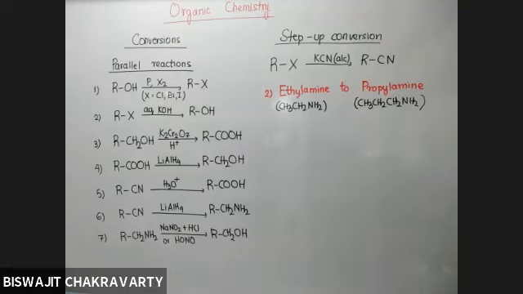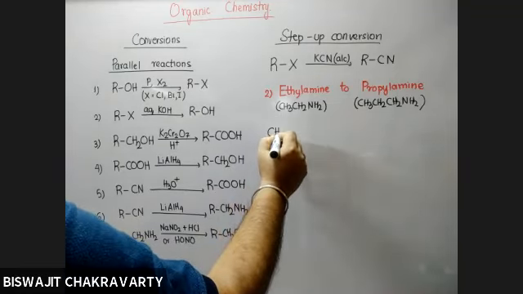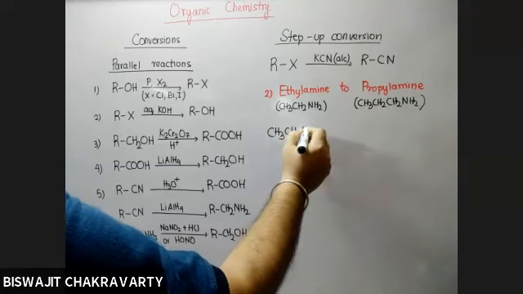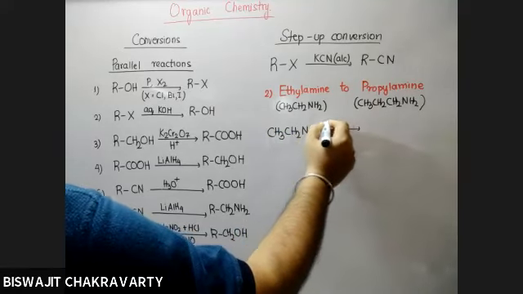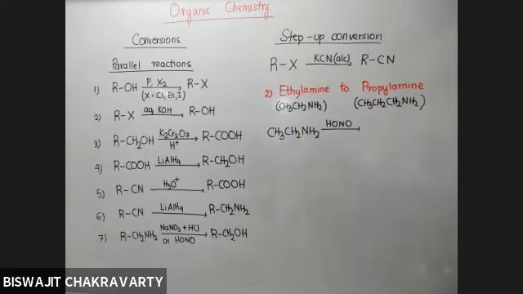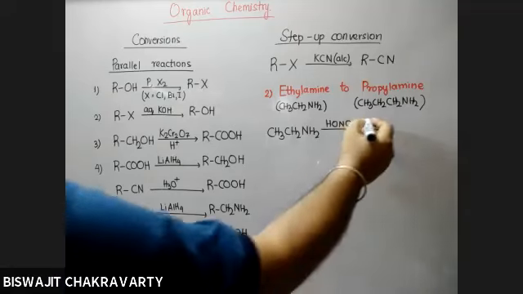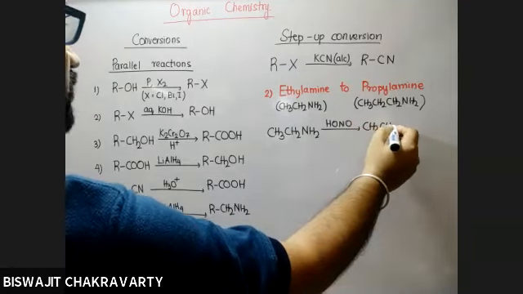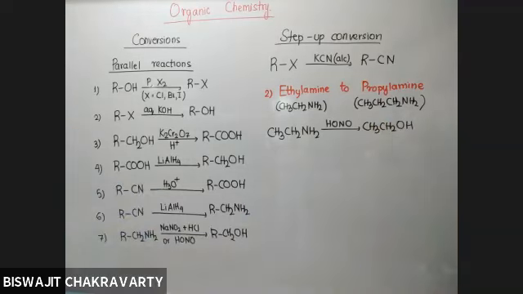So first I will treat this with HONO, converting it to OH. What will happen? What will be the product? CH3CH2OH. You cannot increase the number of carbon atoms here. It is just CH3CH2OH, isn't it? Yes or no?